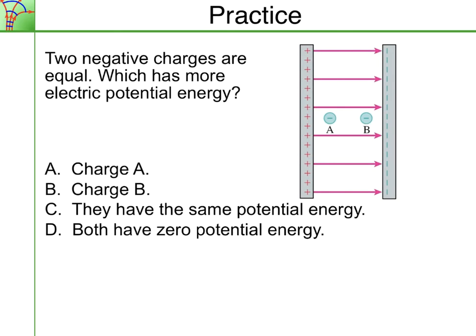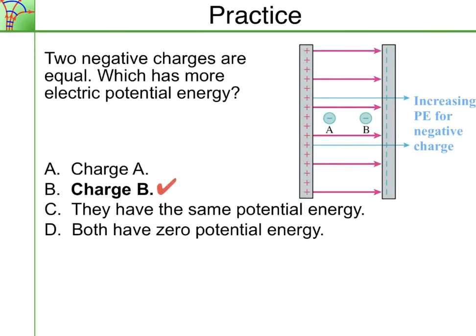Two negative charges are equal. Which one has more potential energy? Give you a second. And that's because it's a negative charge, so the higher potential energy is going to be towards the negative side.